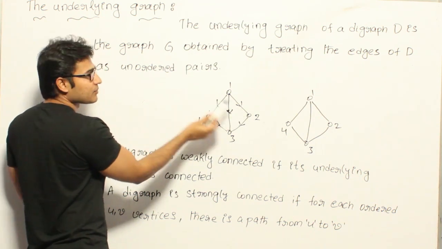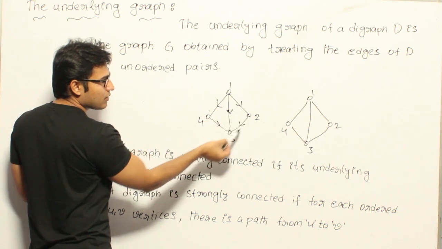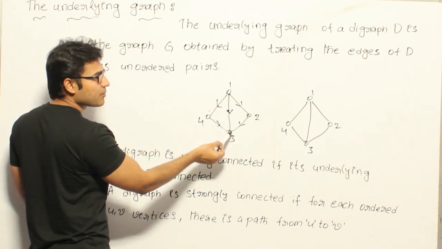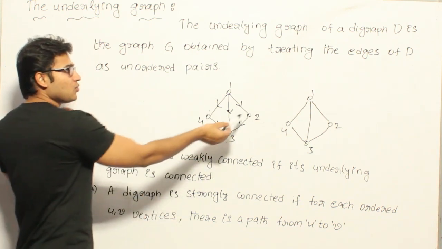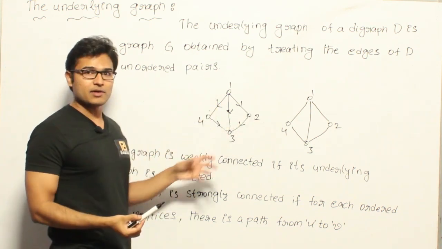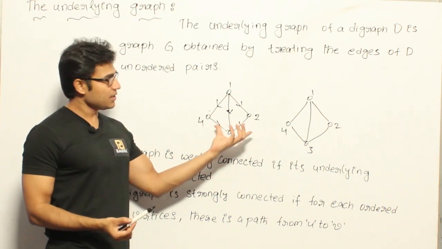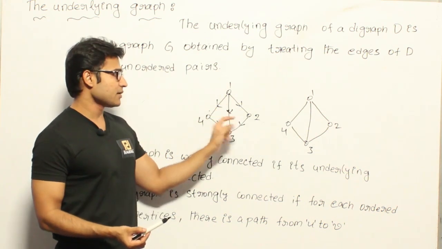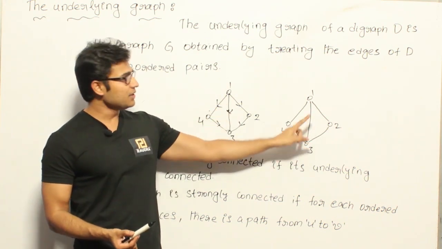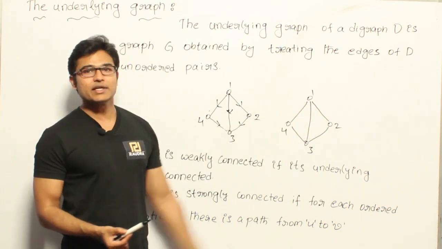Check this. From 2 I cannot reach 1 whatever way I go. If I go here, I'll be ending here, right? So I cannot go that way. Therefore from 2 to 1 there is no directed path, and so we can say that it is not connected, right? But then if you see the undirected version of this graph, which means if I remove the directions and see the underlying graph, in this underlying graph it is connected, right? So such a graph is called a weakly connected graph.